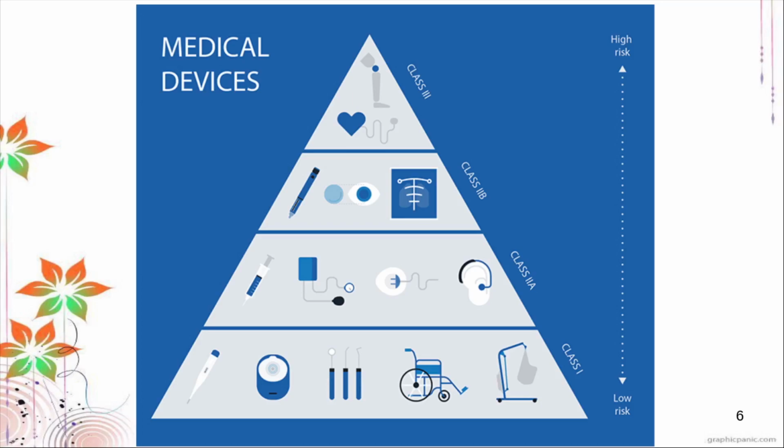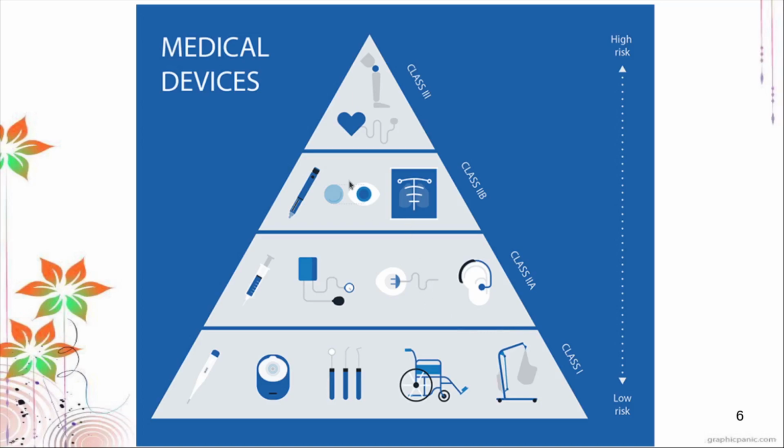Under class 1, we have some thermometers. I think this is a centrifuge, either a centrifuge or laboratory equipment. These are also laboratory equipment. You have the wheelchairs, and I think this is a cast support. They present minimum danger to the patient.